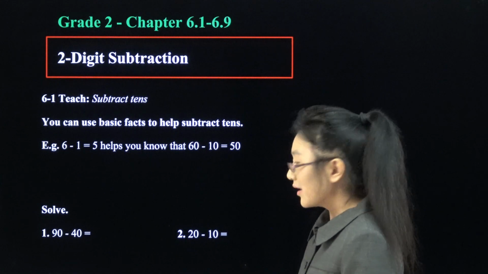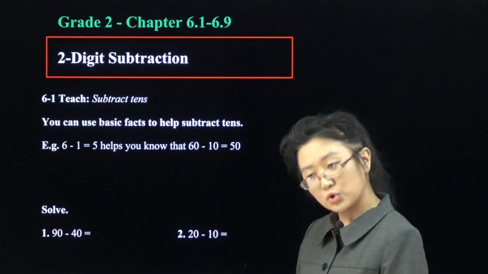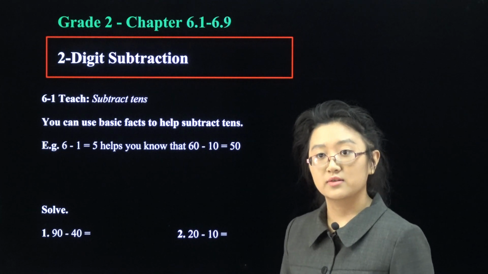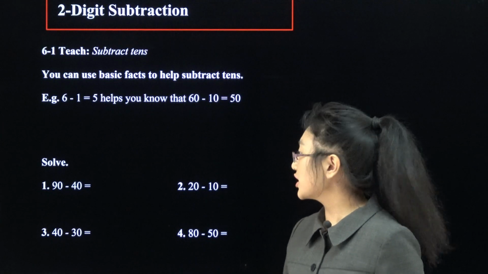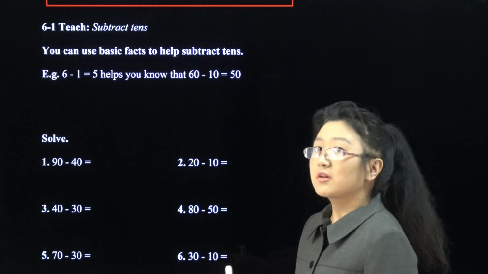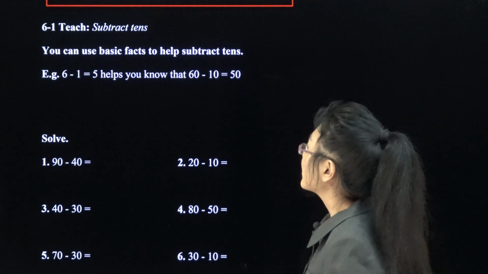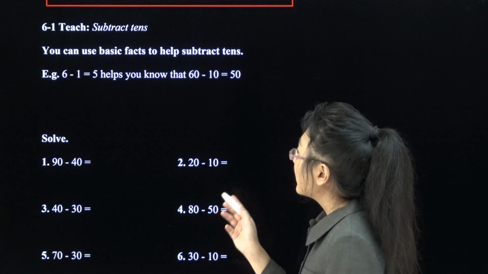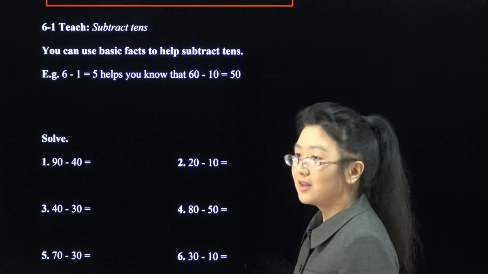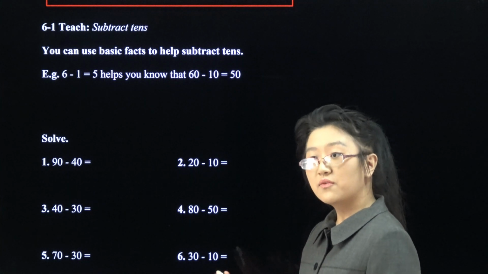So, just like how we started with adding tens, we're going to start with subtracting tens. It's really not all that different. Instead of adding, you just subtract. And since we did single-digit subtraction, it shouldn't be that hard. You use basic facts to help you subtract tens, just like how you would use basic facts to help you add tens. Since 6 minus 1 equals 5, you know that 60 minus 10 equals 50. 6 tens minus 1 ten equals 5 tens.